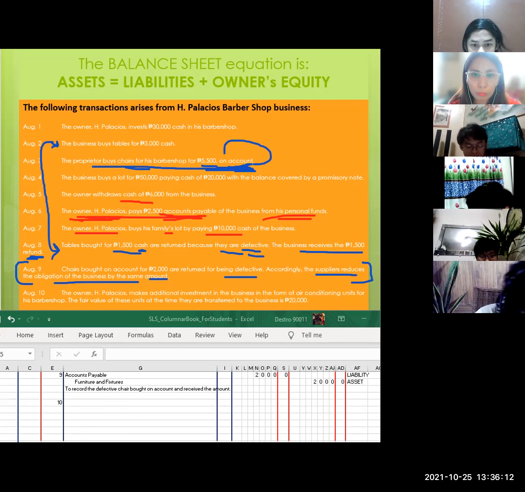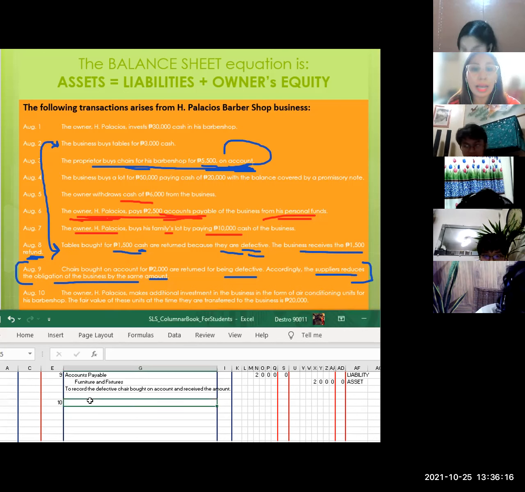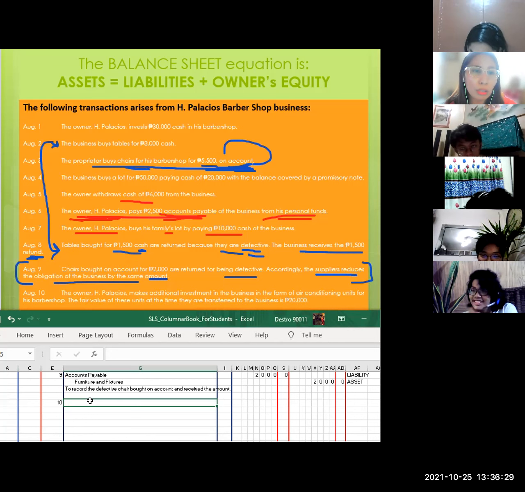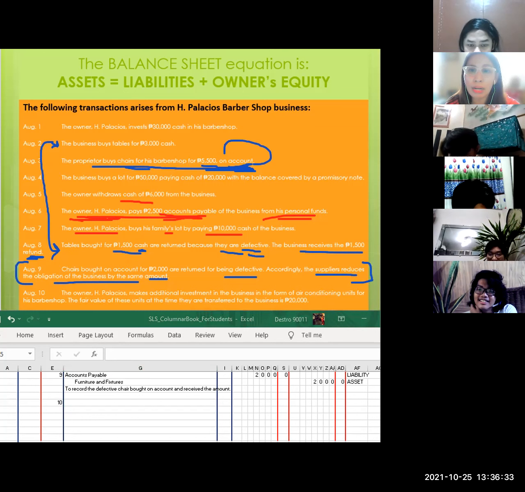Now, what are the entries? When there is an investment, same as the event that happened on August 1, where there was a cash investment.